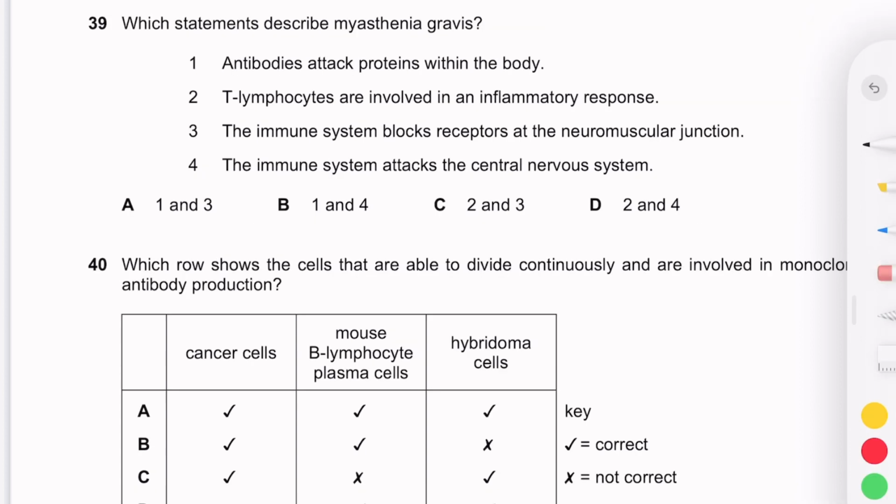Okay. Which statements describe myasthenia gravis? Myasthenia gravis is no longer part of the syllabus, but we can also try to answer. Antibodies attack proteins within the body. They do. T lymphocytes are involved in an inflammatory response. The immune system blocks receptors at the neuromuscular junction. They do. And the immune system attacks the central nervous system. Actually, it doesn't. It's 1 and 3, which is A.